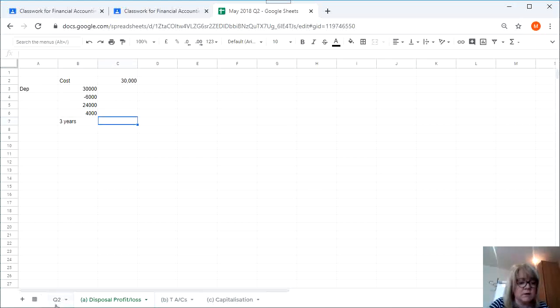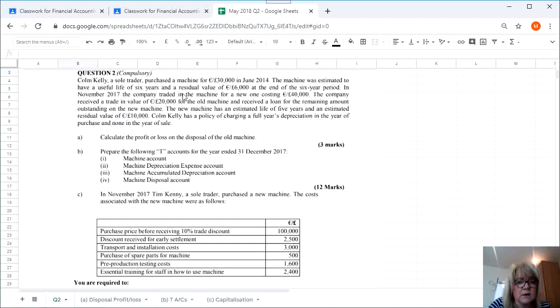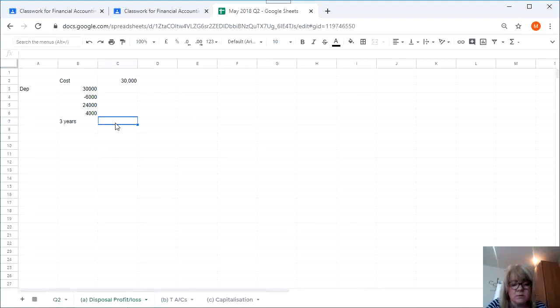Just to show you that, we bought the machine in June 2014 and we're disposing in November 17. And the policy is to charge a full year's depreciation in the year of purchase and none in the year of sale. So I'm depreciating 14, 15 and 16 and none in the year of disposal, so none in 17. So it's 3 years depreciation. So 4,000 multiplied by 3 is 12,000 depreciation.